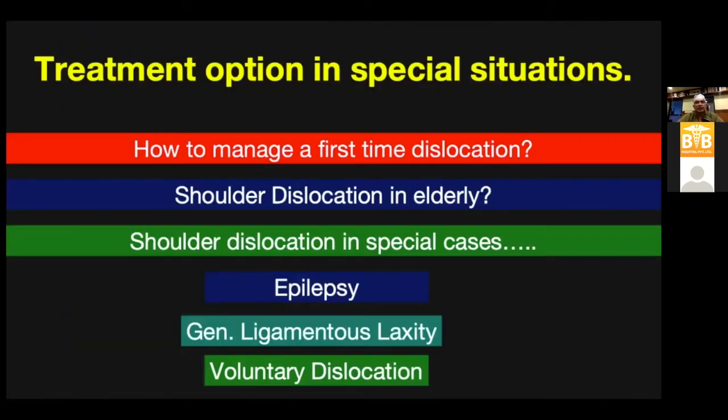Now after the general concept of whether to do a Bankart, Latarjet or remplissage, let us talk about some special situations, especially the first time dislocation, shoulder dislocation in the elderly, shoulder dislocation in special cases like epilepsy, generalized ligamentous laxity, and voluntary dislocation, along with the neglected dislocation. I'll come to these one by one in very brief slides.